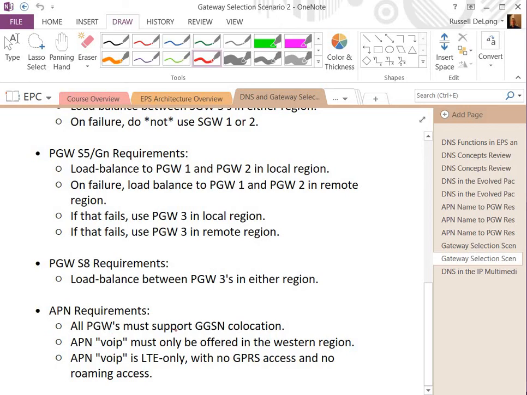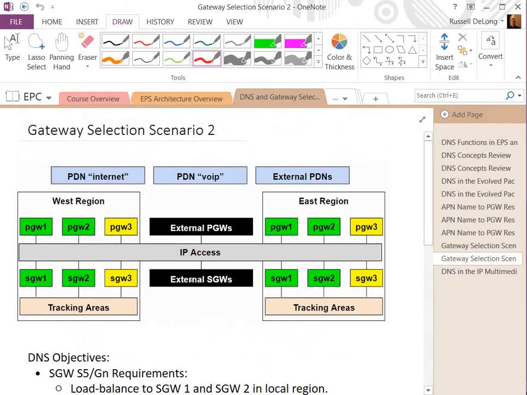And we're going to say VoIP. This VoIP network is only in the West. We only support the APN VoIP for Western P gateways. And the APN VoIP is LTE only with no GPRS access and no roaming access. So VoIP is very limited. This might be a VoLTE or an IMS type APN, just from its name, probably stands for Voice over IP. And it's only in the West. And that's kind of the scenario.